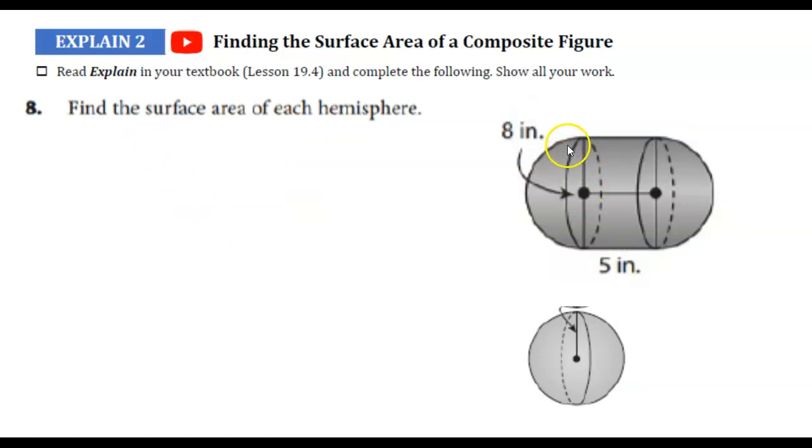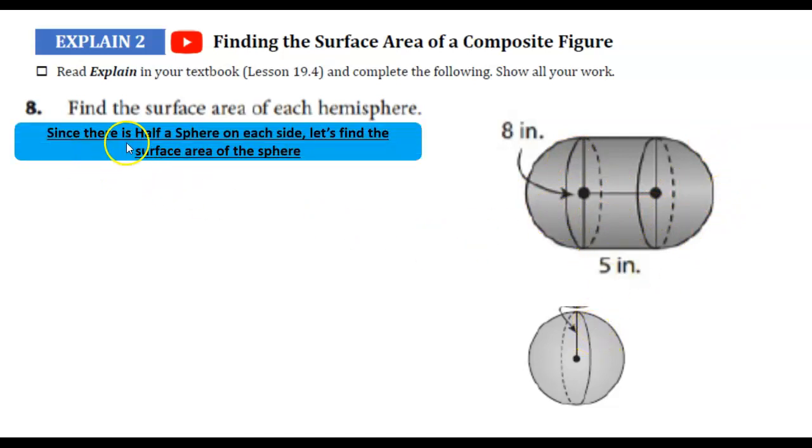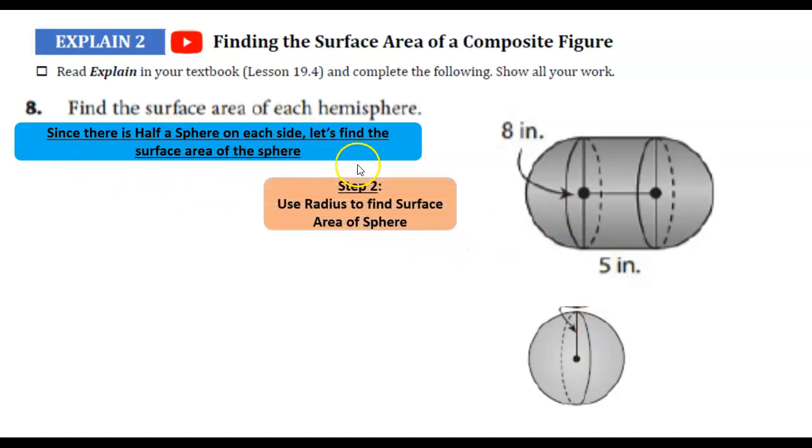Now you'll notice that we have a sphere, or half a sphere, on both sides. We have a sphere on here and a sphere on there. So essentially it's just 2 halves make 1 whole. We have a whole sphere. Since there is half of a sphere on each side, let's find the surface area of the whole sphere, which is just what I said, but now it's on your screen.